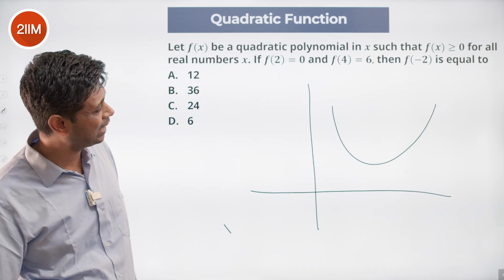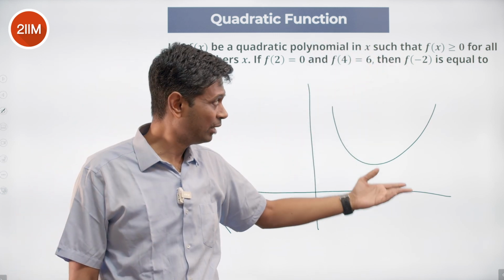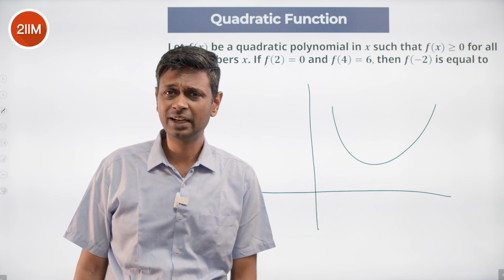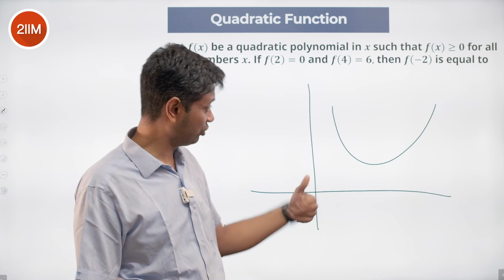Right? So a curve that is completely above the x-axis, where it doesn't touch it, because if f of x were 0 for some number, it would touch the x-axis. Wherever it goes to 0, it will cut the x-axis at those points. This is a graph like this.